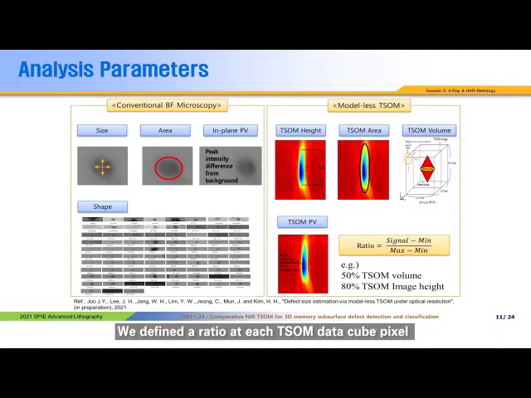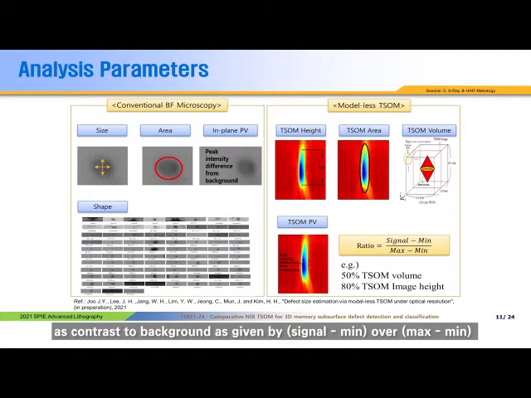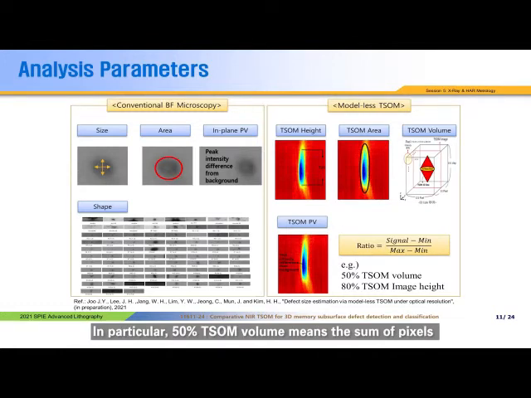We defined the ratio at each TSUM data cube pixel as contrast to backgrounds as given by signal minus minimum over maximum minus minimum. With the definition of the ratio, we defined TSUM height or volume. In particular, 50% TSUM volume means sum of pixels whose pixel values are higher than half of the highest difference.